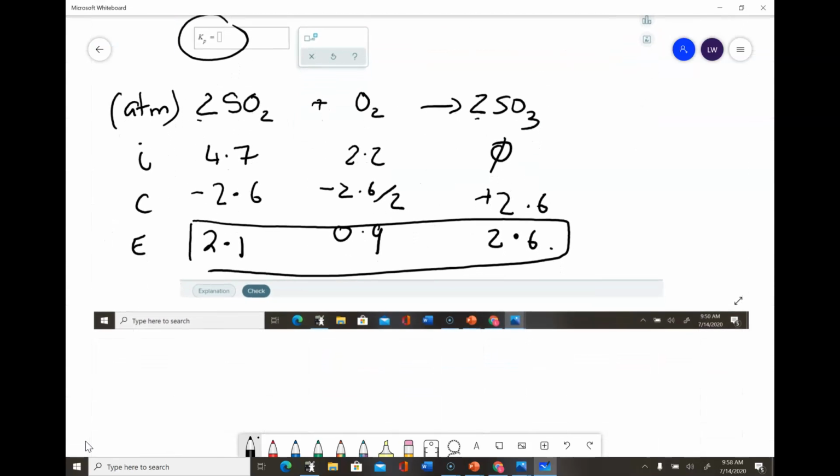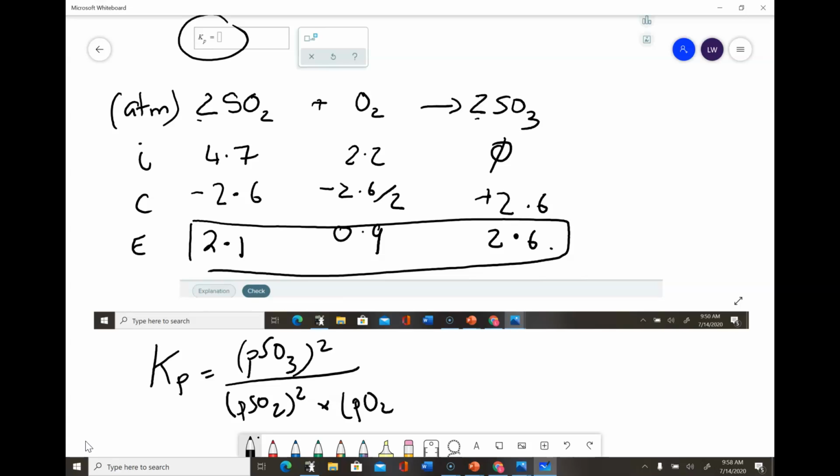So I should write out my Kp expression. Kp is going to be the pressure of SO3 squared over the pressure of SO2 squared multiplied by the pressure of O2, and that's just to the power of 1. Now I want to make sure that that whole bottom line is in parentheses. So this is just going to be 2.6 squared over 2.1 squared times 0.9.